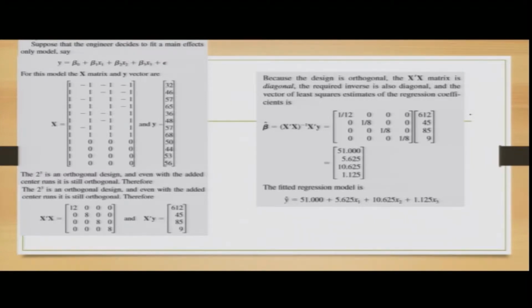is 51.00, beta 1 is 5.62. I am only reading till the second place of decimal. These are hats. Sorry, my mistake. So, I will again repeat. Beta naught hat is basically 51.00. Beta 1 hat is basically 5.62. Beta 2 hat is 10.62, and beta 3 hat is basically 1.12. So, these are the values, and obviously the errors would not be there.